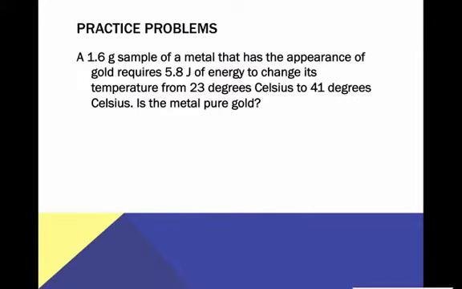Okay, we've got a couple more practice problems. A 1.6 gram sample of metal that has the appearance of gold requires 5.8 joules of energy to change its temperature from 23 degrees Celsius to 41 degrees Celsius. Is the metal pure gold? Okay, so this one is set up a little bit differently. We're given the mass, we're given Q, or the energy, and we're given the temperature change. So what we need to do is rearrange that formula, solve for the specific heat, and then see if it matches the specific heat for gold.